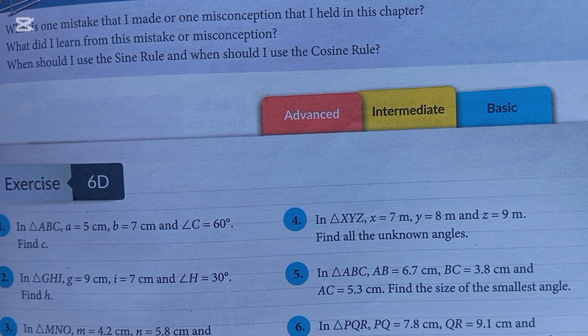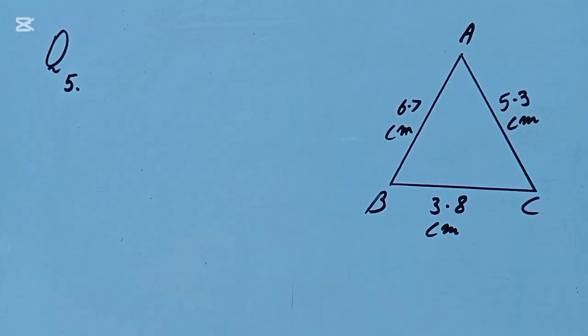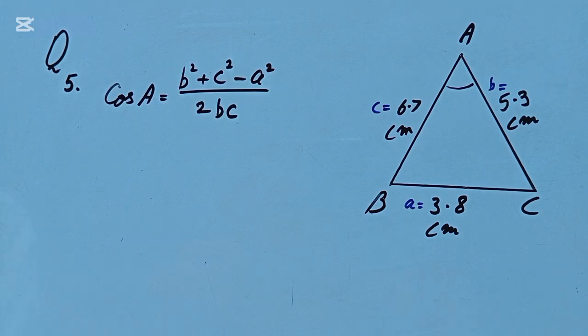You know, the smallest angle would be the angle opposite to the smallest side. Obviously, the angle opposite to the smallest side would be the smallest angle of this triangle. So, angle A we are supposed to find out here. We'll use cosine rule over here, and the formula we'll use cos of A equal to B square plus C square minus A square by 2BC.